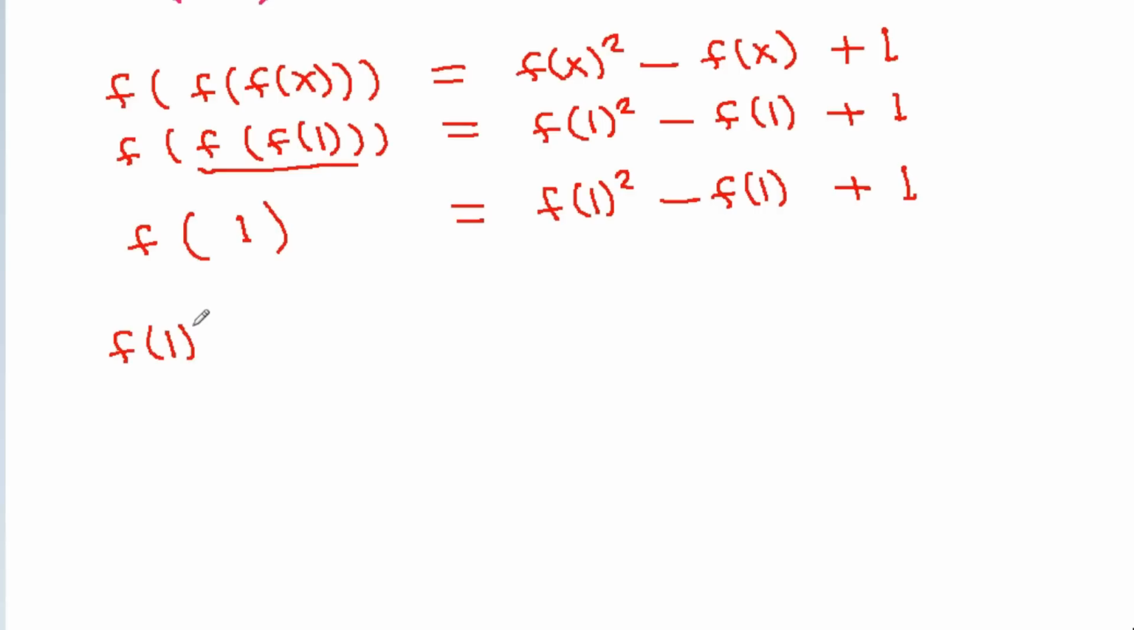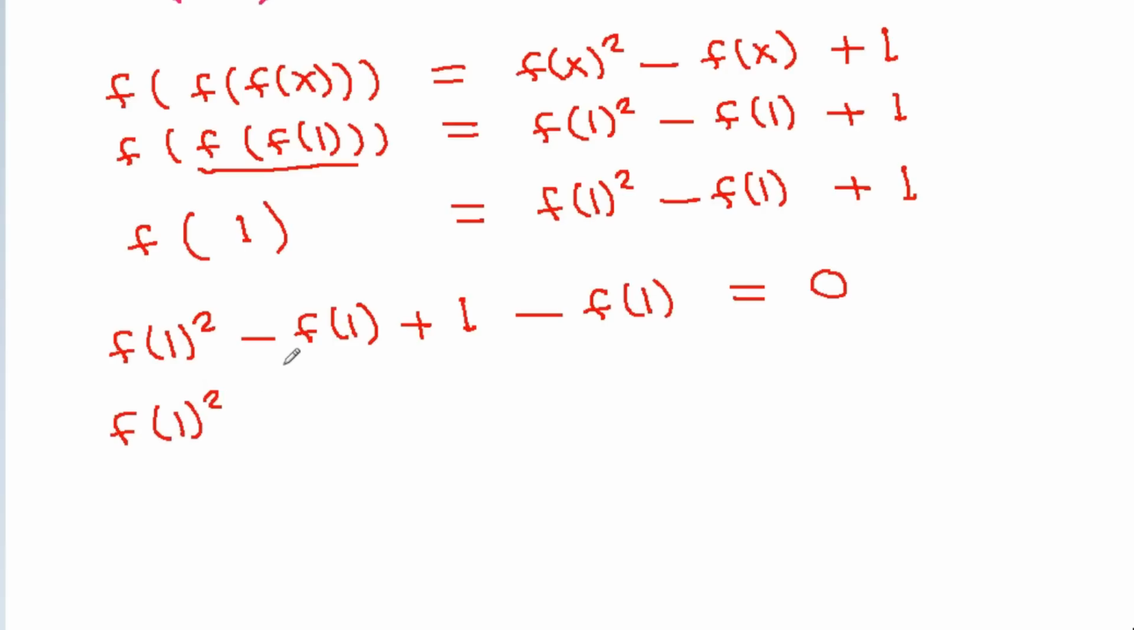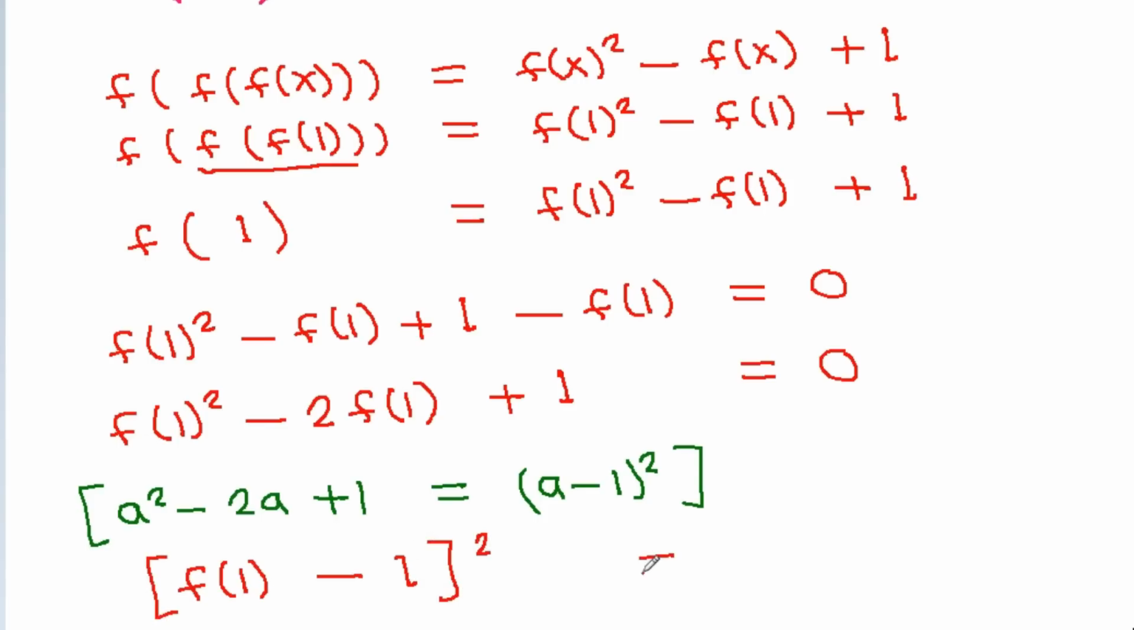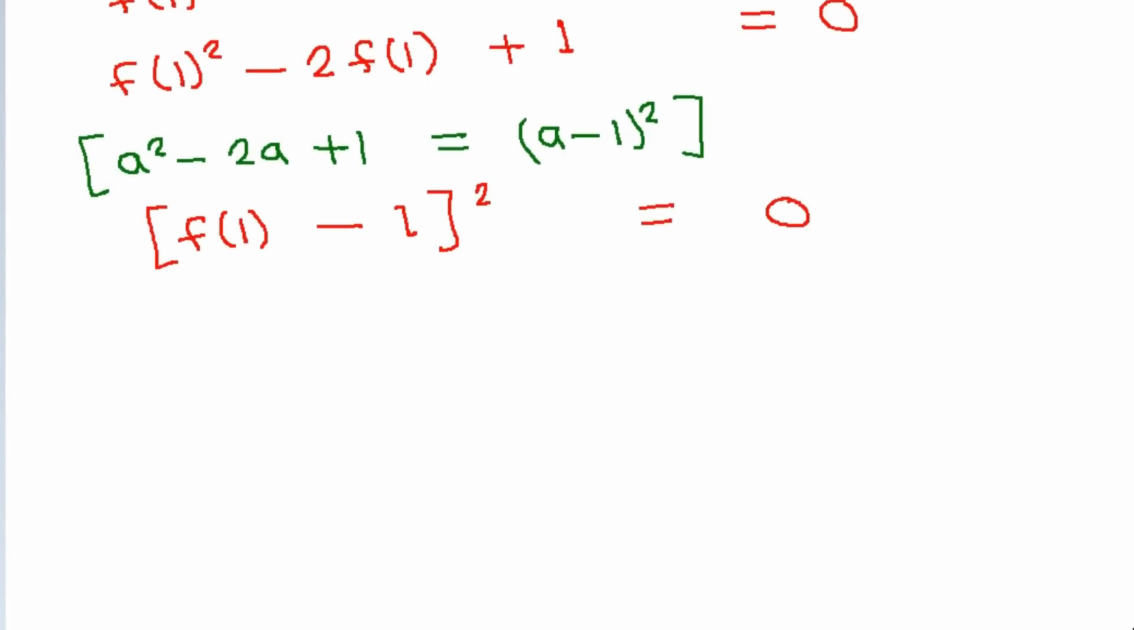And it is f(1) squared minus f(1) plus 1 minus f(1) is equal to 0. And f(1) squared and minus f(1) will be minus 2 times f(1), plus 1 is equal to 0. And a squared minus 2a plus 1 is equal to (a minus 1) whole squared. So this will be (f(1) minus 1) whole squared is equal to 0. That means f(1) minus 1 is equal to 0 and f(1) is equal to 1.